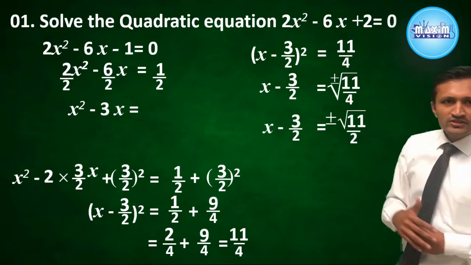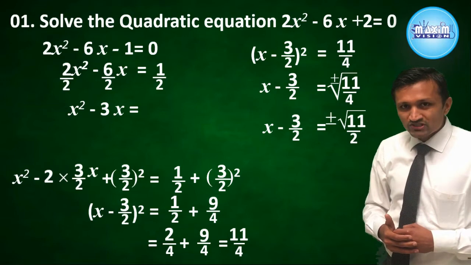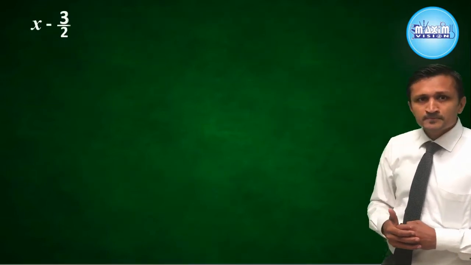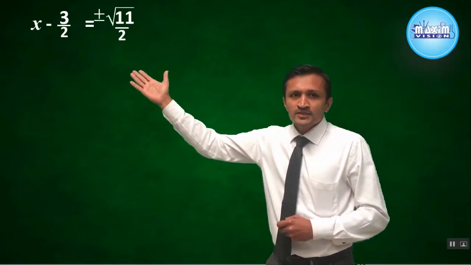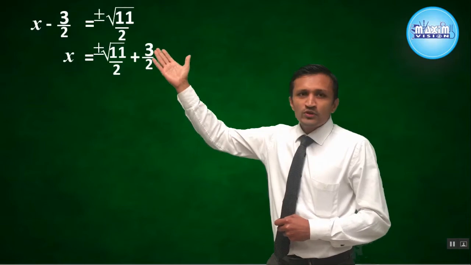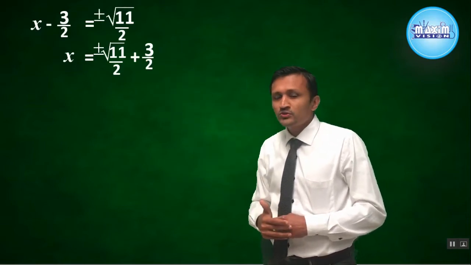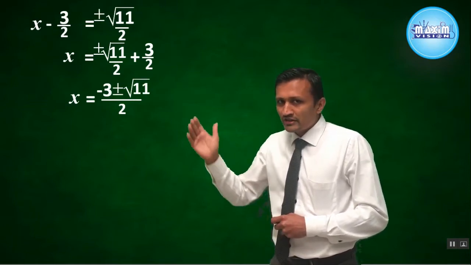This is the past knowledge regarding our lesson, solving quadratic equations by completing the square. Then further simplification, here we bring the negative 3 over 2 to the right hand side, then it becomes plus 3 over 2, and we can arrange it as one expression in the right hand side.